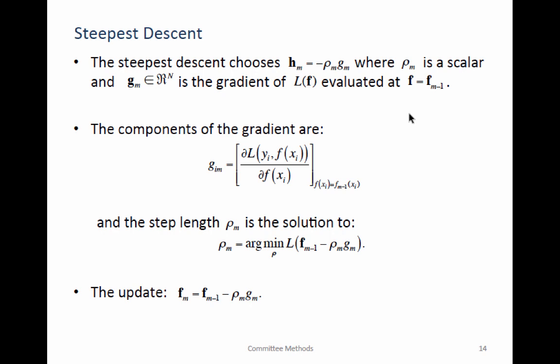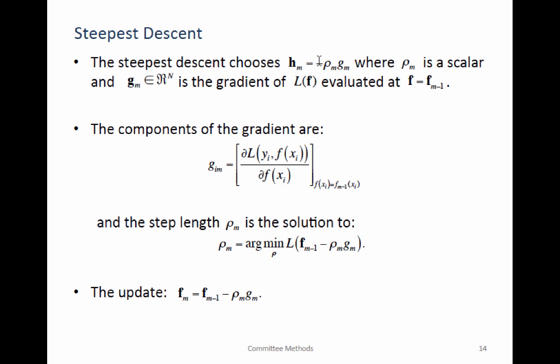Even though this notation may be a little confusing, because I've got an hm here and a rho m, I'm saying rho m is a scalar, gm is the gradient of the loss function evaluated at the iteration before. So this actually depends on the iteration before, but it's written this way, again consistent with your book, with an m instead of an m minus 1, but it's implicit because g of m is f of m minus 1. So that's where that comes in.